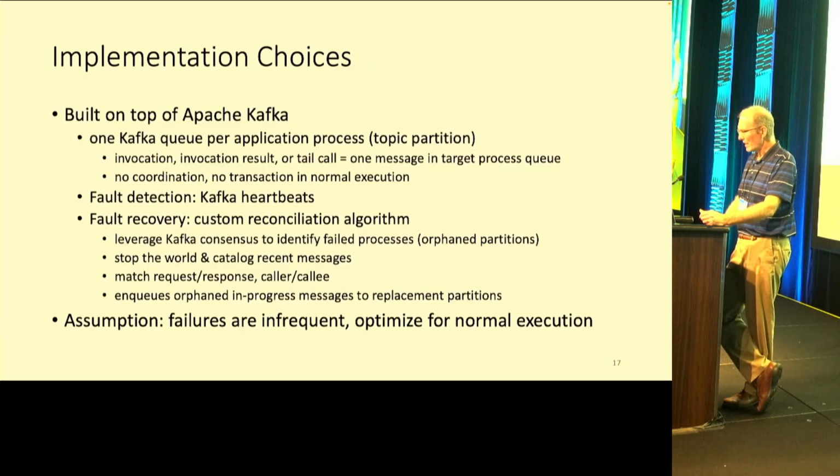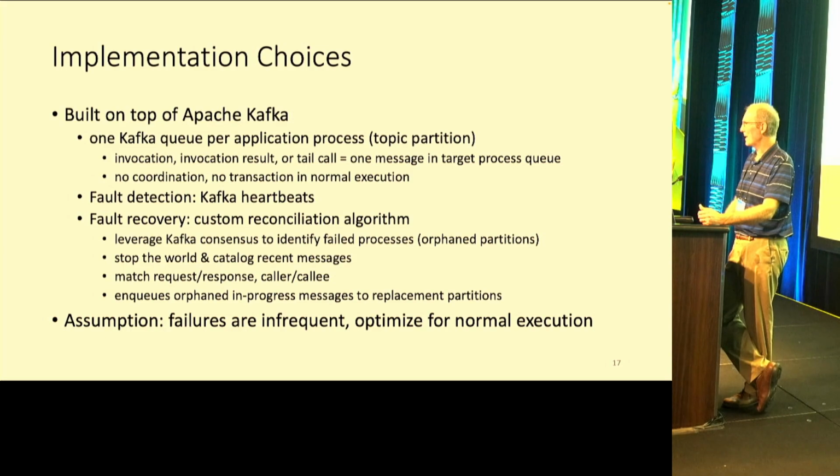All right. So just quickly about our implementation choices. We built our system on top of Apache Kafka. And we have one Kafka queue per application process. And each one of the steps in our semantics just involves putting one message into one queue. And so that means we can do this without any coordination, no transaction. So in normal execution, the system is quite fast. We leverage Kafka's heartbeat mechanism for fault detection because each of our application processes is attached to a Kafka group. And so we can leverage that.